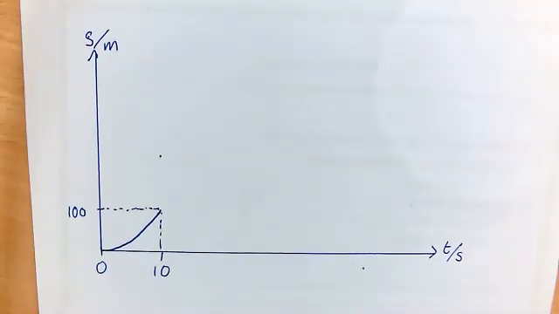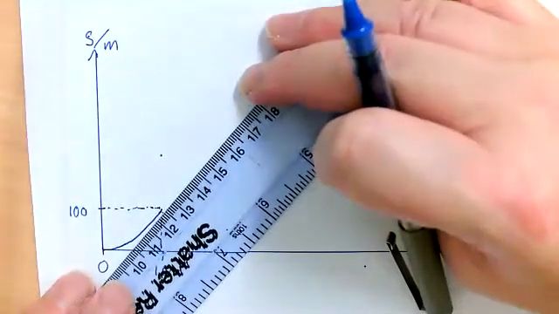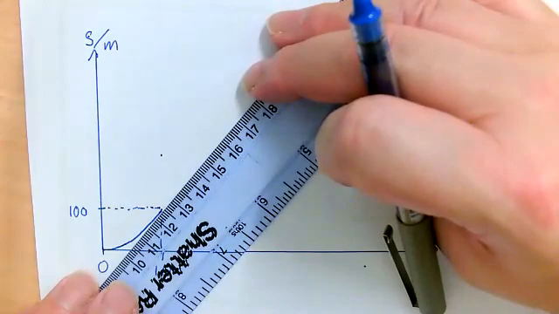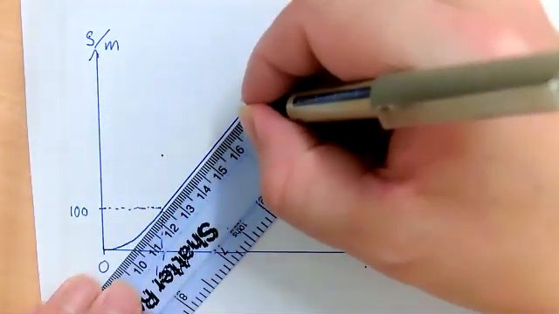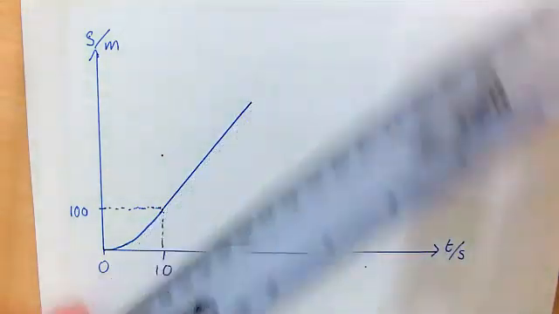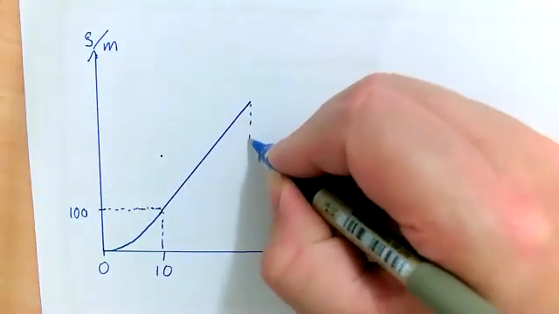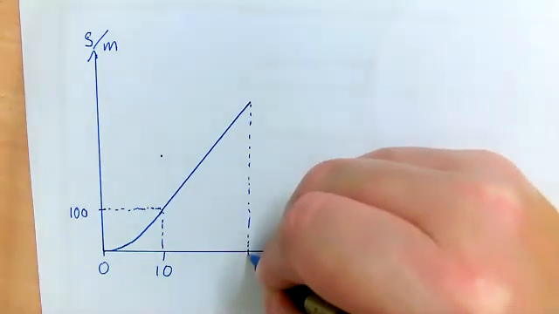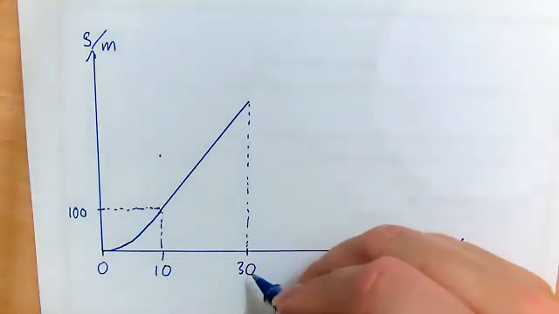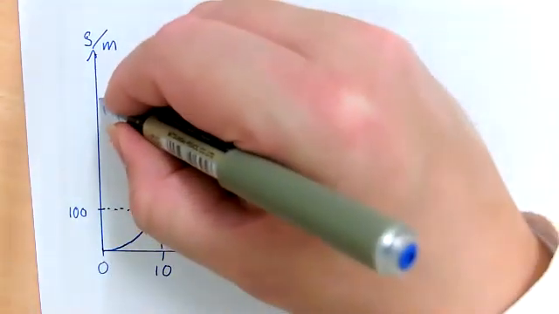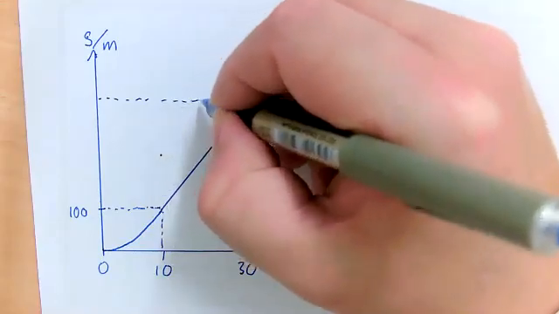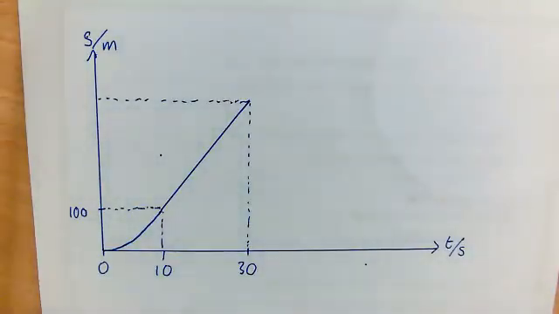Now, if it then continues at the same speed, you're not going to get a kink in the graph, same gradient, but this time at a constant speed. Okay. And let's say it continues for another 20 seconds. So it's 30 seconds. And let's say it's traveled, I reckon that'll be about 400 meters.